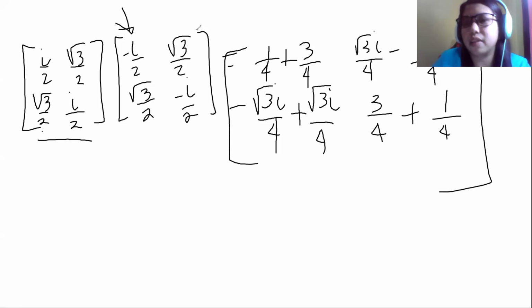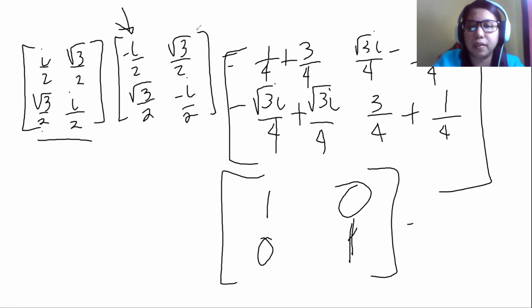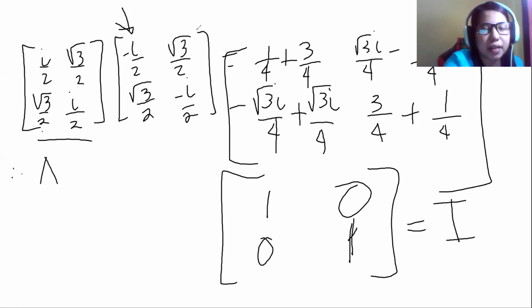So these are the values. So 1/4 plus 3/4 is 1 because of course 4 over 4 is 1. And the square root of 3i over 4 minus the square root of 3i over 4 is 0. And then the next one, negative square root of 3i over 4 plus the square root of 3i over 4 is also 0. And 3/4 plus 1/4 is equal to 1. And this is the identity. Therefore, matrix A is unitary.